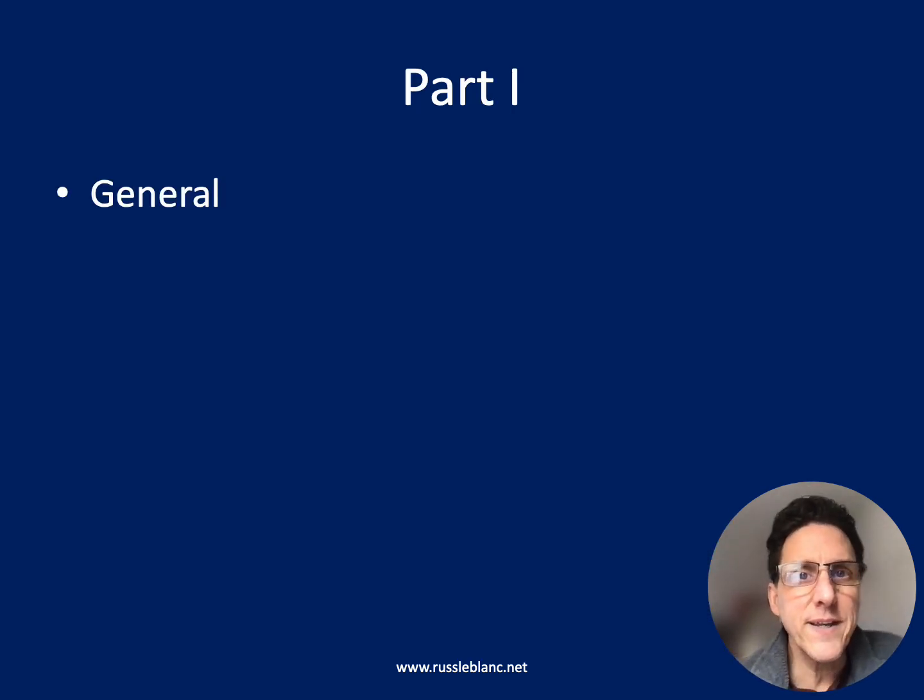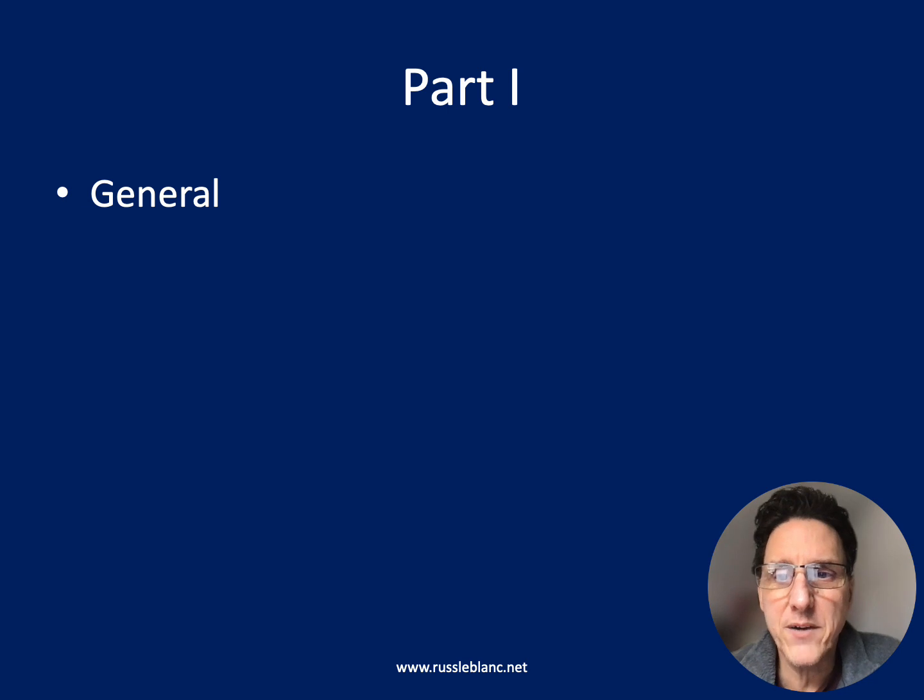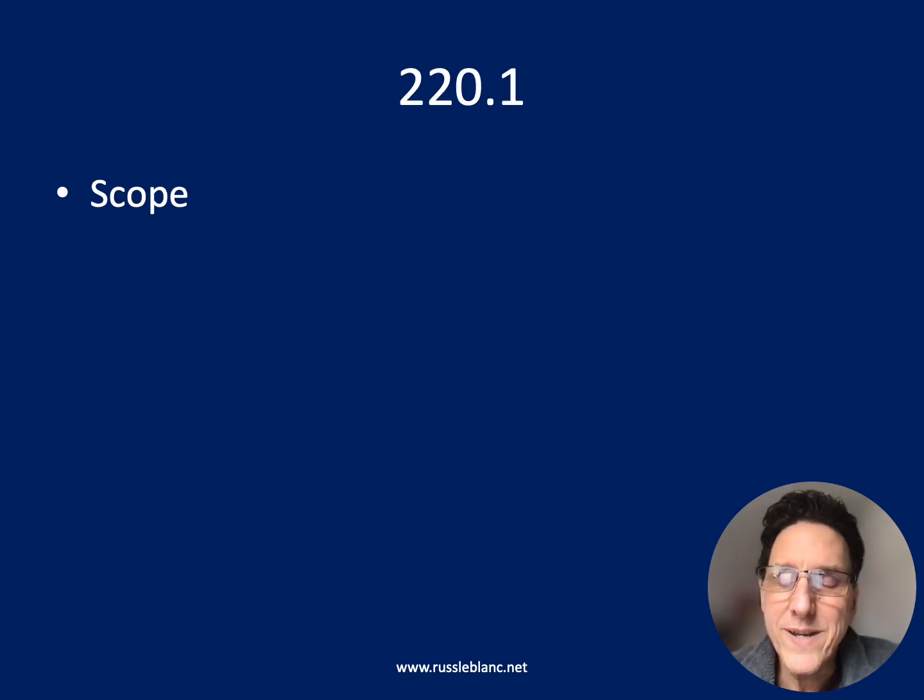Article 220 is broken up into several different parts, and we're not going to be looking at all of them, just a couple. Certainly part 1 and part 2. All right, part 1, general requirements, including the scope. We need to have a good understanding of what this article covers.